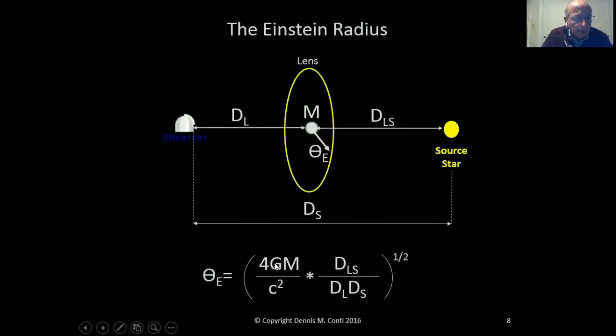4 times the gravitational constant times the mass of the star in the middle over the square of the speed of light times the distance from the lens to the source over the distance from the observer to the lens and the distance ds from the observer to the star, square root. So there's a well-defined formula for computing how big the lens is around a given mass relative to an observer at a certain distance and relative to a source star in the background.